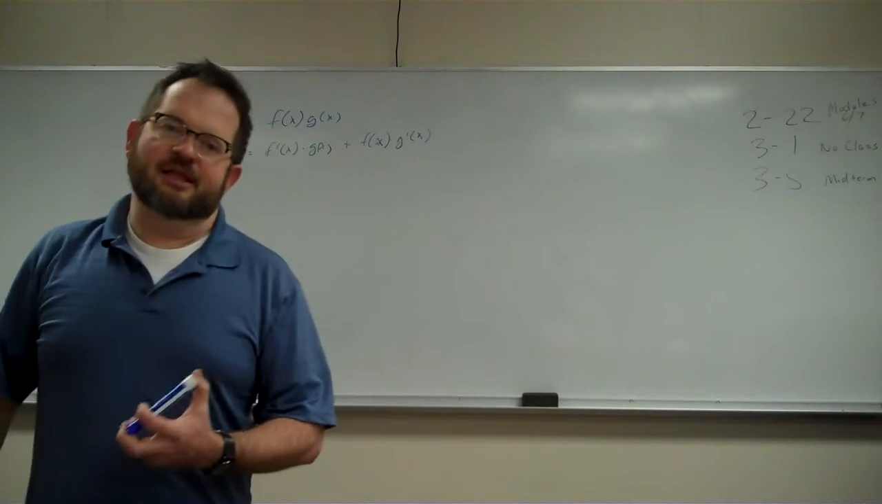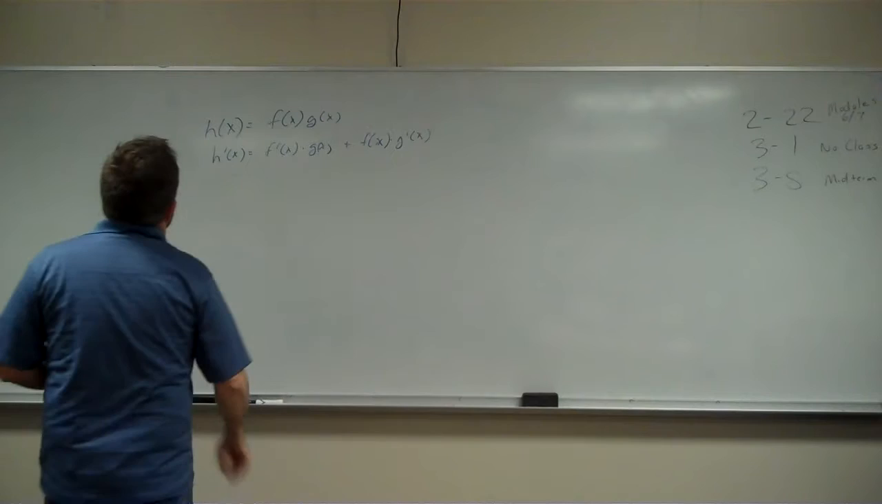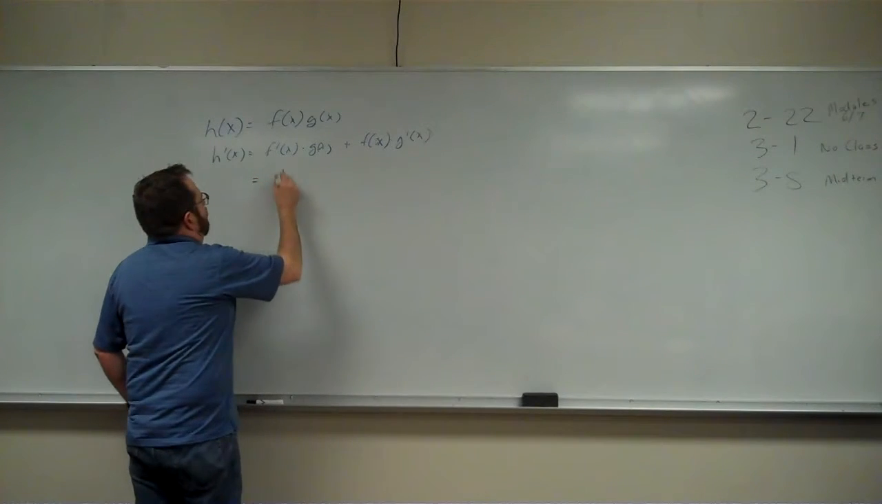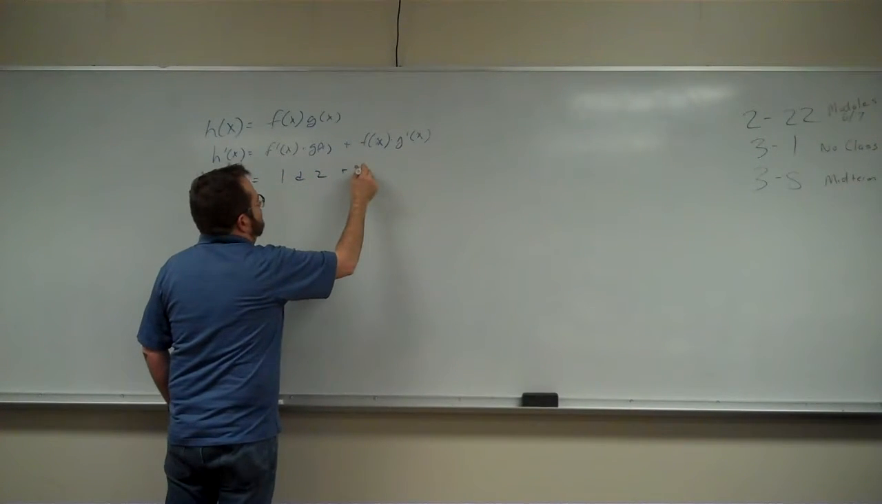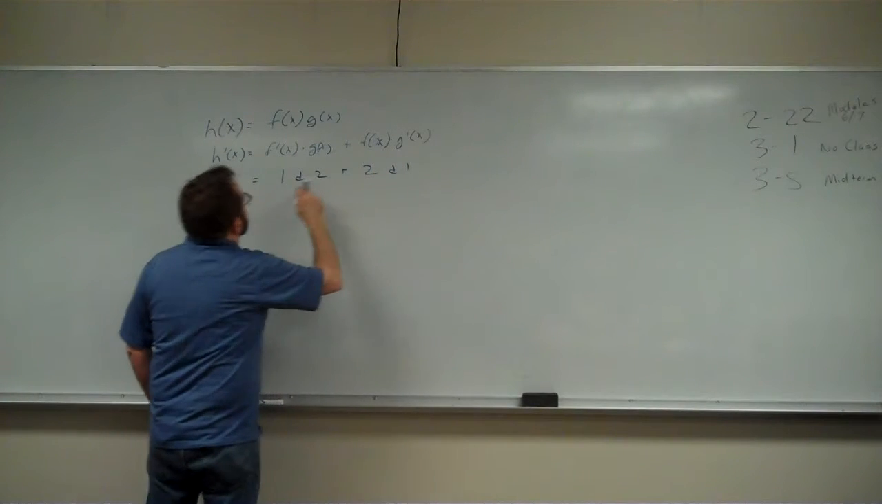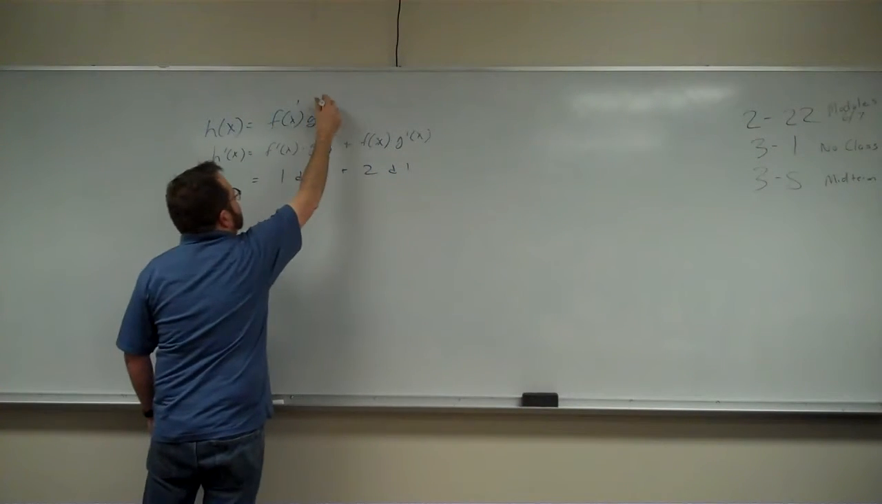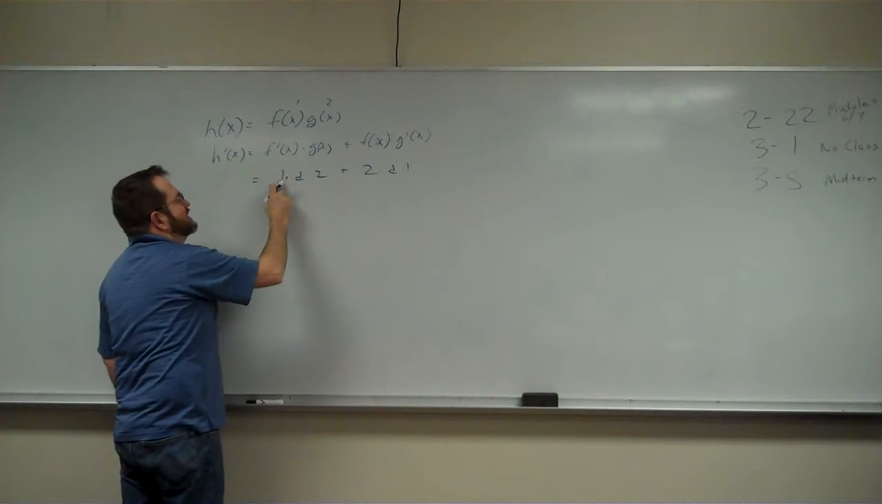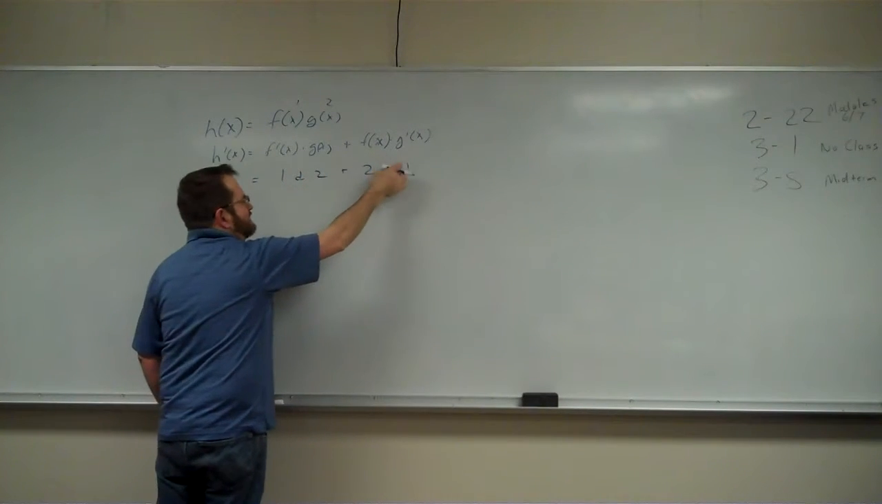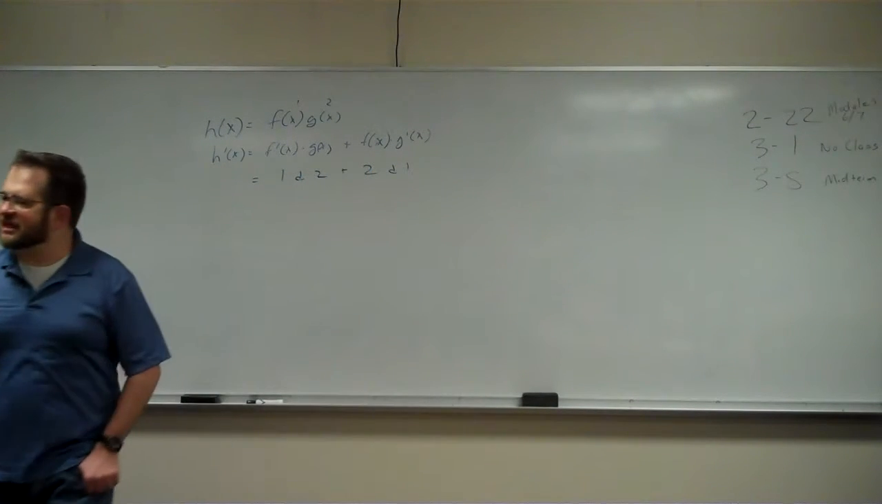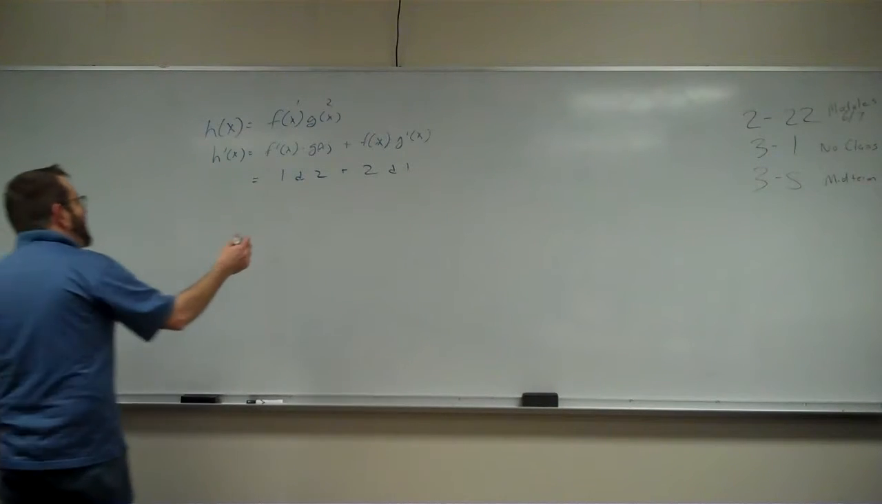It's 1d2 plus 2d1. So he's saying this is the first one and this is the second one. So he's saying 1 times the derivative of the second plus the second times the derivative of the first. That's another way to think about it. But let me just show you as an example.